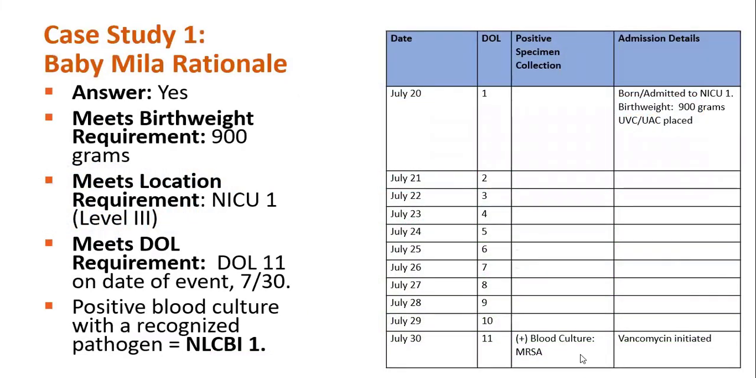The answer is yes. She meets the 401 to 1,500 grams birth weight and location requirement. Remember, she was on a level 3. And she meets the day of life requirement on the date of event. She was day of life 11 on the date of the positive MRSA blood culture. So on 7/30, baby Mila had a positive blood culture with a recognized pathogen that meets NLCBI1. So the calculator would identify an NLCBI1 in this case.